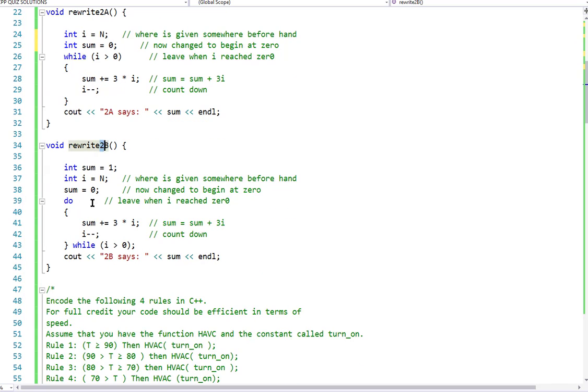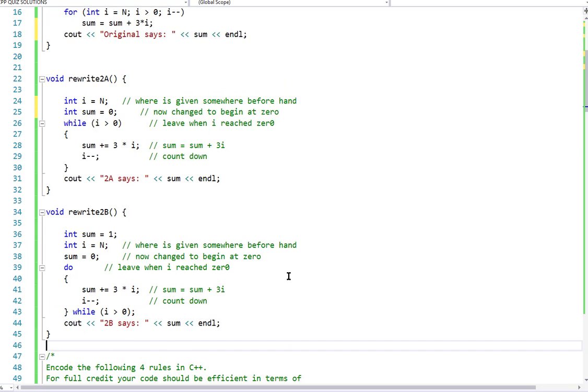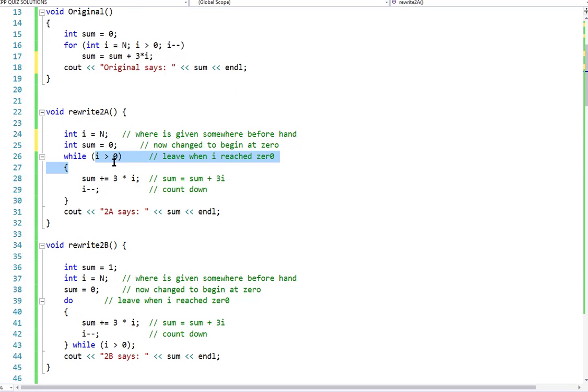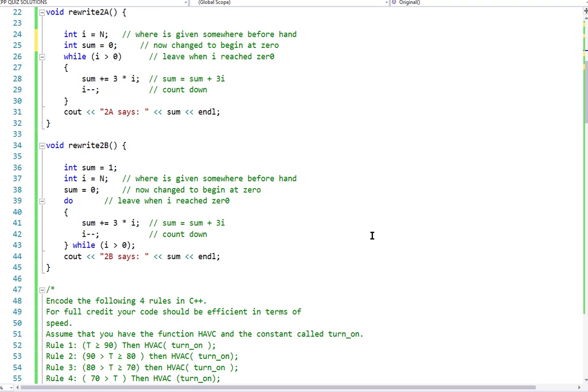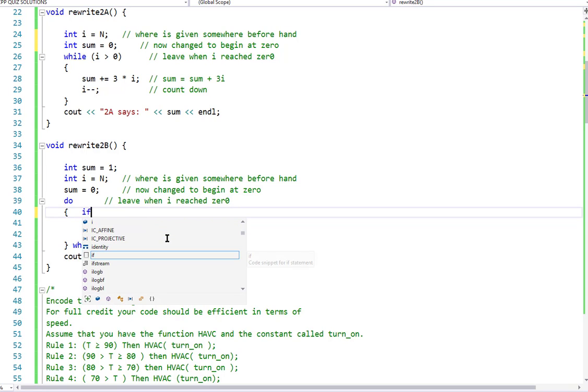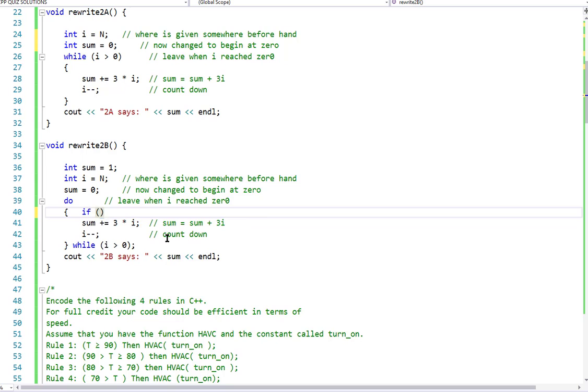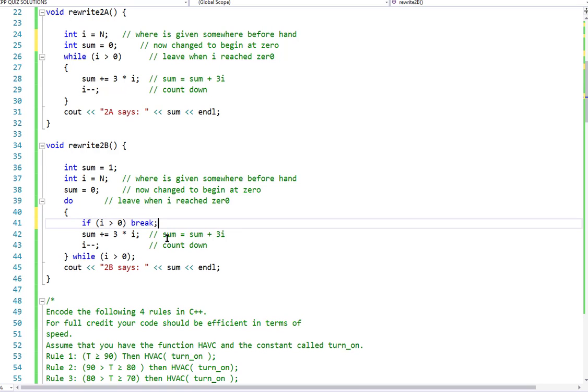Now I have rewrite B. I use a do-while loop. Do-while loop, initially I start off with I equal to n and sum equals 0. Now, here I have a little bit of a dilemma. The little bit of dilemma I have is because I test early here and I test early up here. So technically, I'm not 100% here. If I wanted to be 100%, I might just have an infinite loop. I could cheat and just say if I is not greater than 0, break. I don't know, it's quite a cheat.